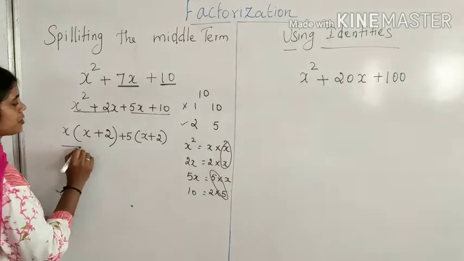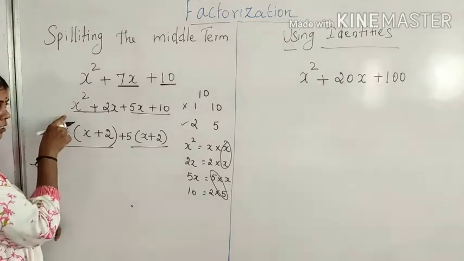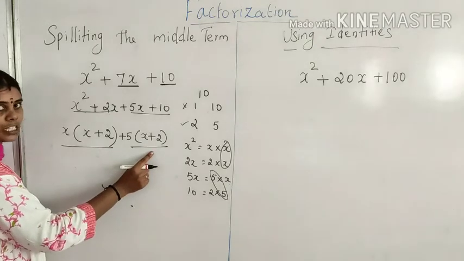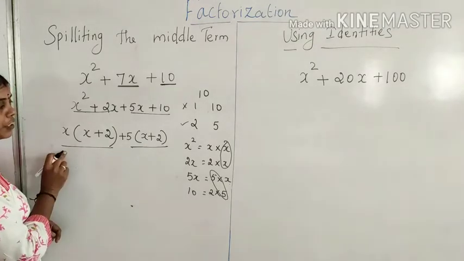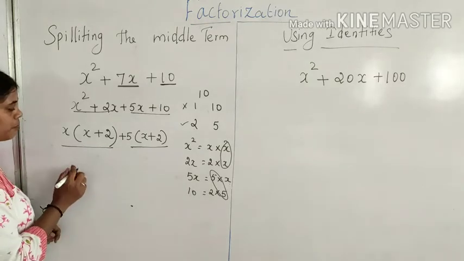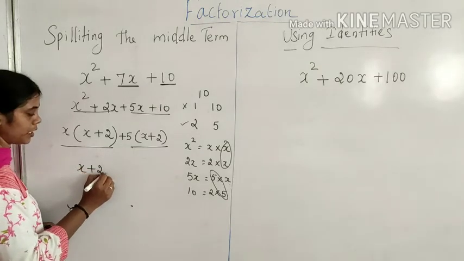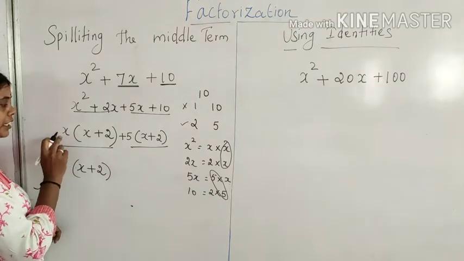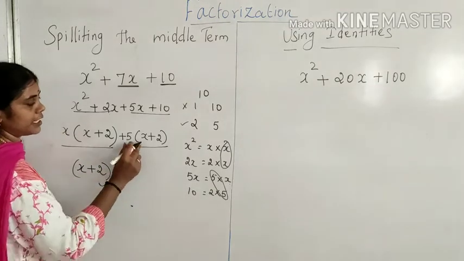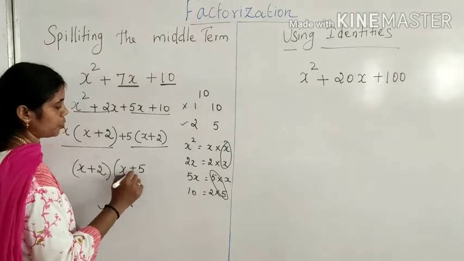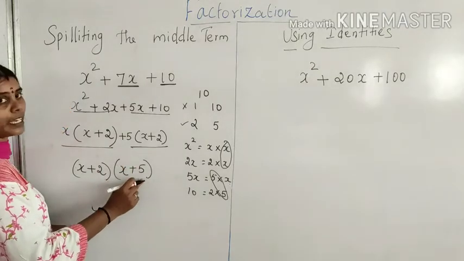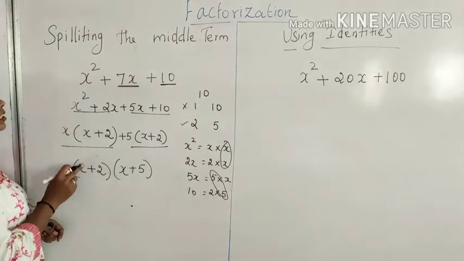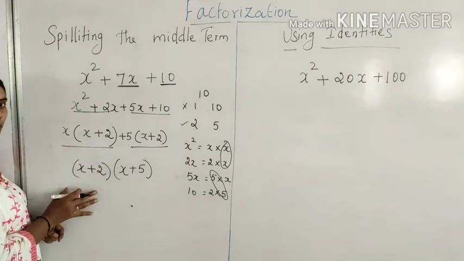Now you see, this whole term x plus 2 is there, and here also x plus 2 is there. So if we combine them, x plus 2 is common. We take that common out, x plus 2. Now what is left? Here x, and here plus 5. So it becomes x plus 2 and x plus 5. We got the factors for this polynomial. This is using splitting the middle term.